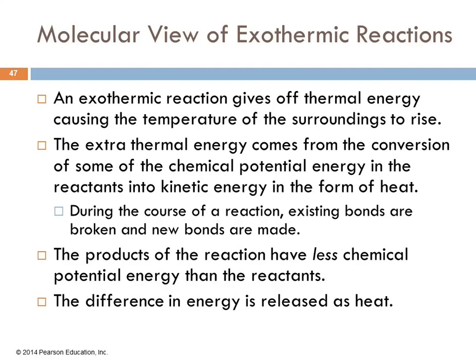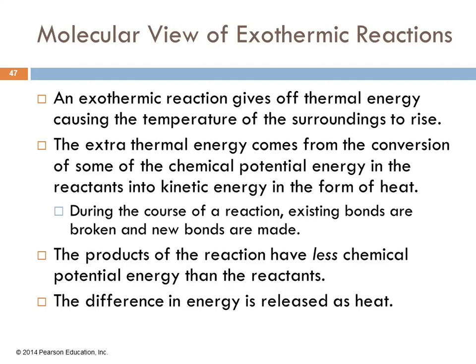So what's going on at the molecular level? Well, the exothermic reaction gives off thermal energy. That energy has to come from somewhere, right? It's not coming from the thermal energy of the chemicals, because if they were losing thermal energy, they would get colder, and that's not what happens. What happens is we've got some of this chemical potential energy that's stored in the reactants. And in the process of that reaction, some of that chemical potential energy is converted into kinetic energy in the form of heat. Remember that the total energy of something is its potential energy plus its kinetic energy.